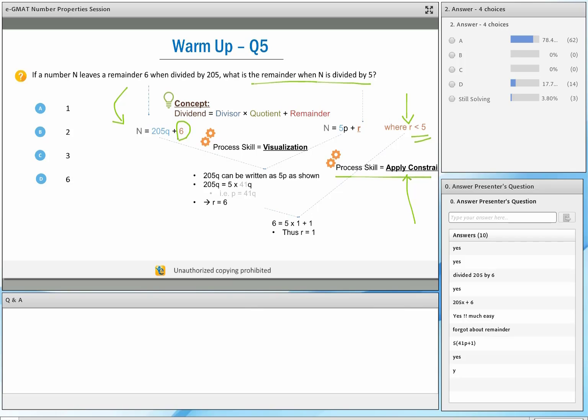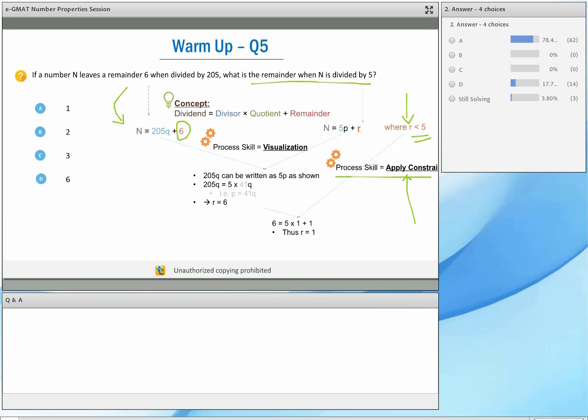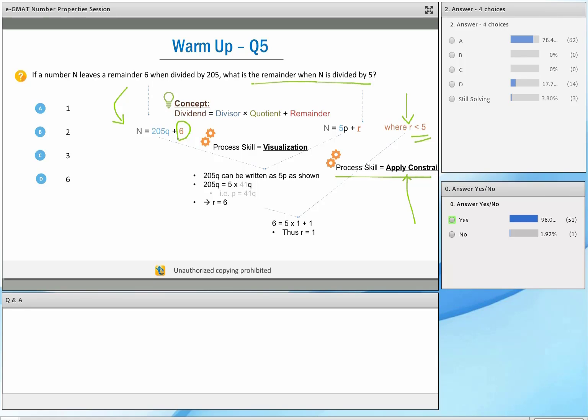How many of you would have classified this mistake, for those of you who selected choice D, and again, for those of you who said that the remainder is 6, how many of you would have classified that mistake as a silly mistake? Quite a few of you would have said, oh, it's a silly mistake. Oh, I didn't consider that the remainder has to be less than 5. Now, what's your corrective action in that case?